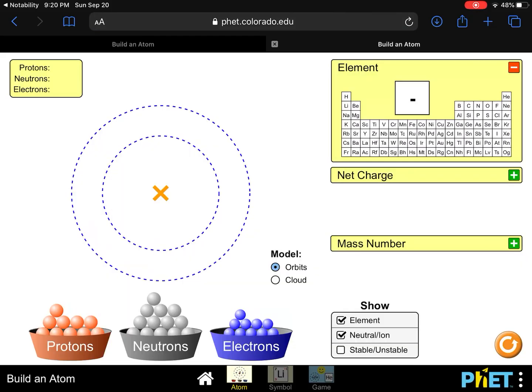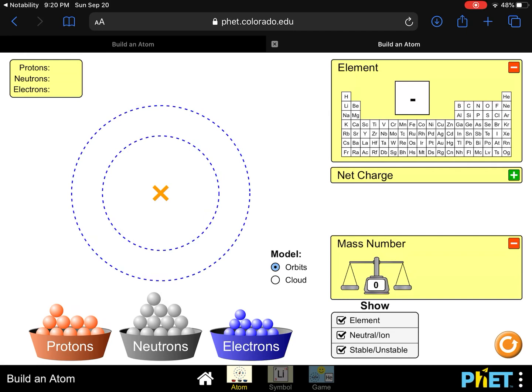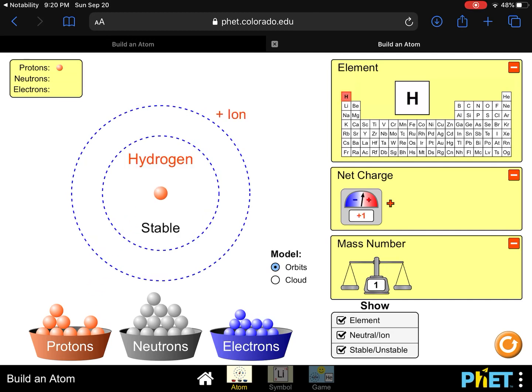build, and go left. We can figure out this animation. So one of the key things here on the bottom, you guys can notice down here it says element, neutral ion. We can put element, neutral, stable. We can make mass number, mass charge, why not? And we could just start throwing things in here. So right now we have one proton by itself.